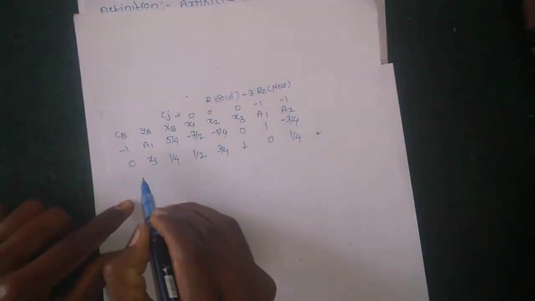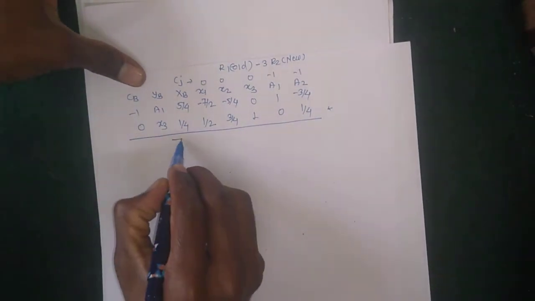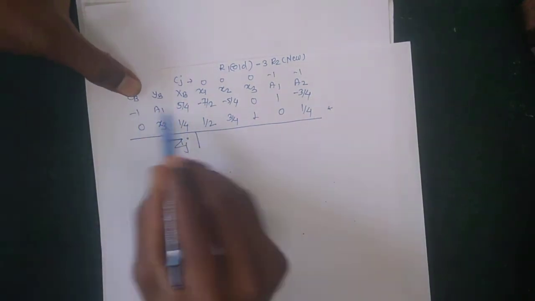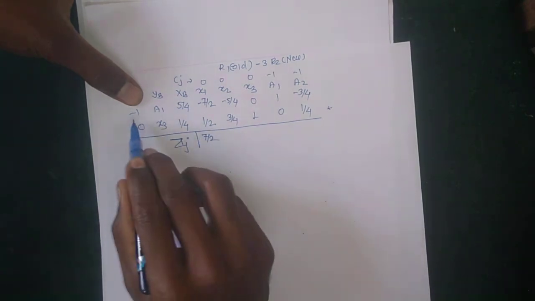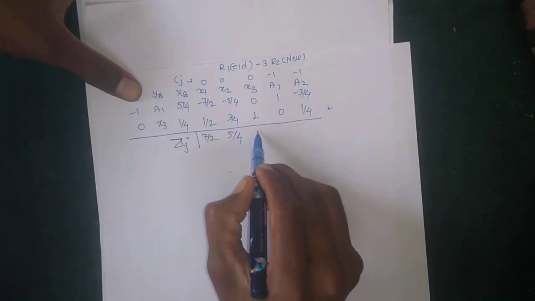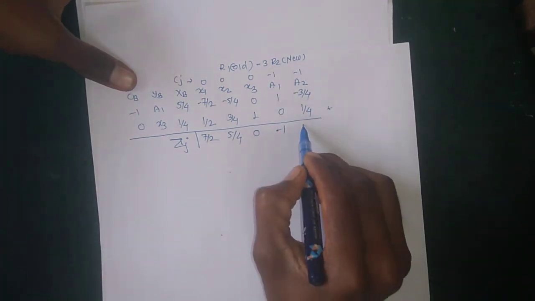Okay, so again we calculate Zj minus Cj. Firstly find Zj. Zj means multiply Cb to each column. So minus 1 into 7 by 2 is 7 by 2, then 5 by 4, then 0, then minus 1, and then 3 by 4.